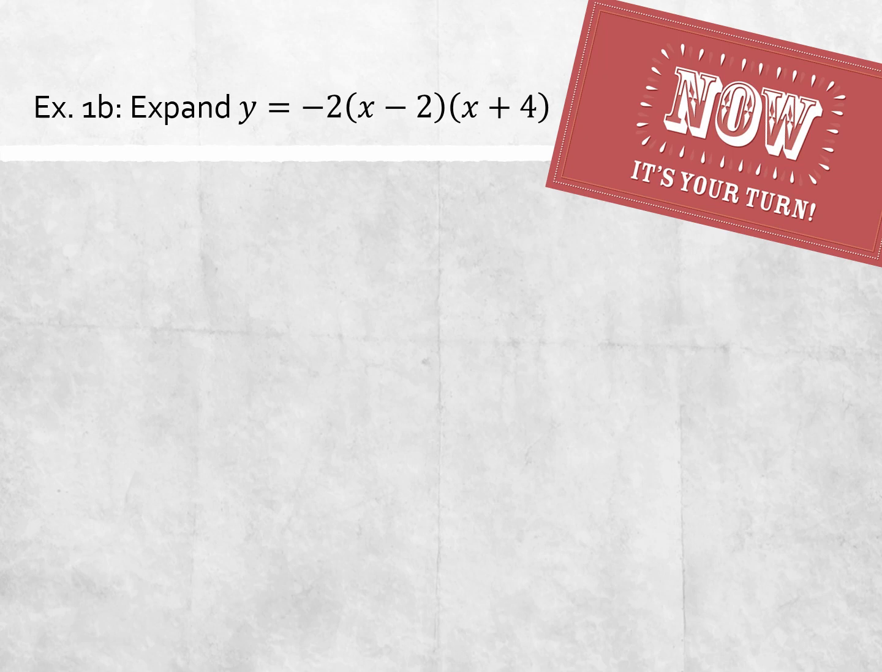So if you did your math correct, your final answer should have been negative 2x squared minus 4x plus 16. Give yourself a high five if you got that right. Good work.